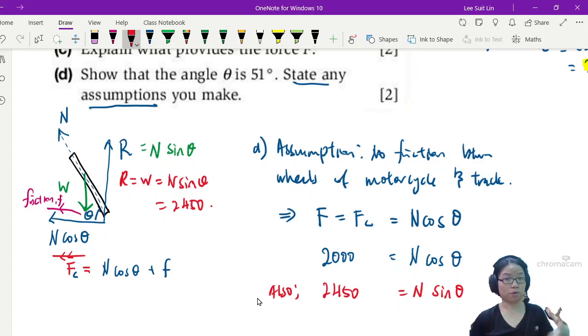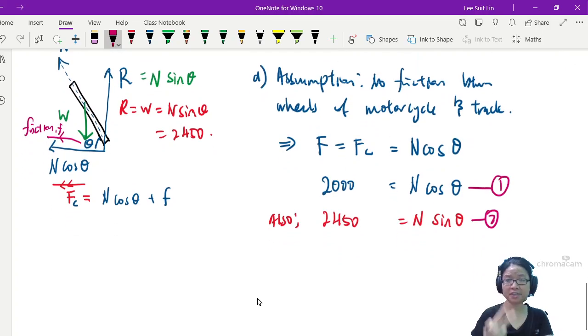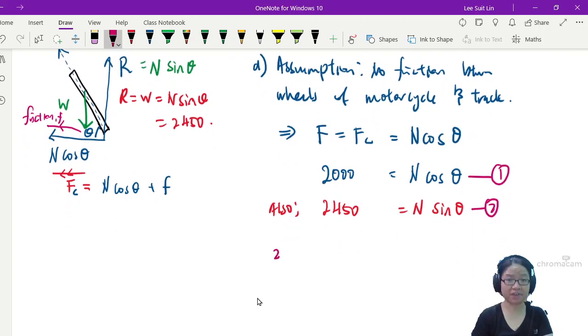So now I don't know about you, right? Because I got two unknowns. My unknowns are N and theta. And a common trick is that I will divide equations like this. So let's say this is equation 1 and equation 2. I will take equation 2 divided by equation 1 so that I can arrive at the tangent theta.